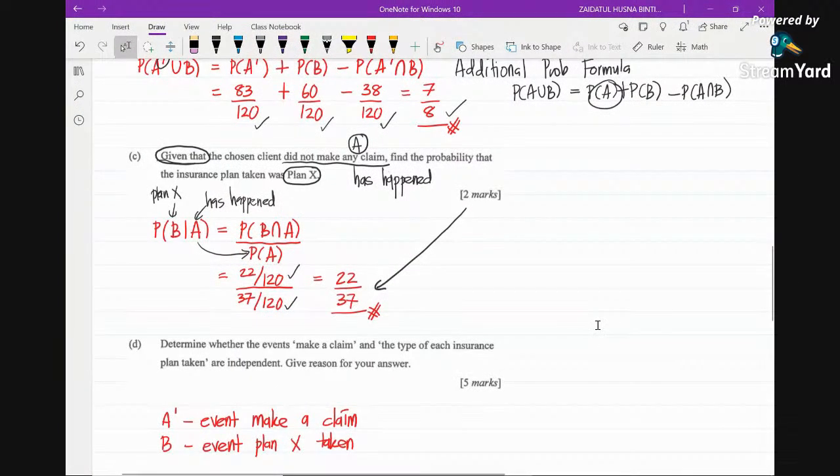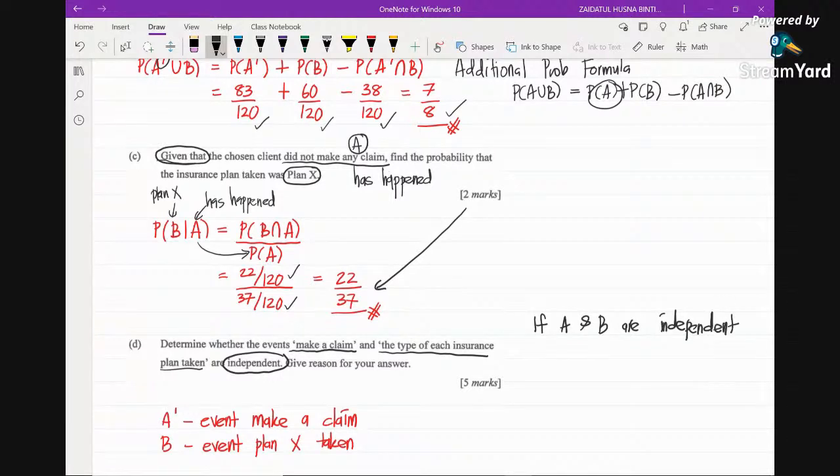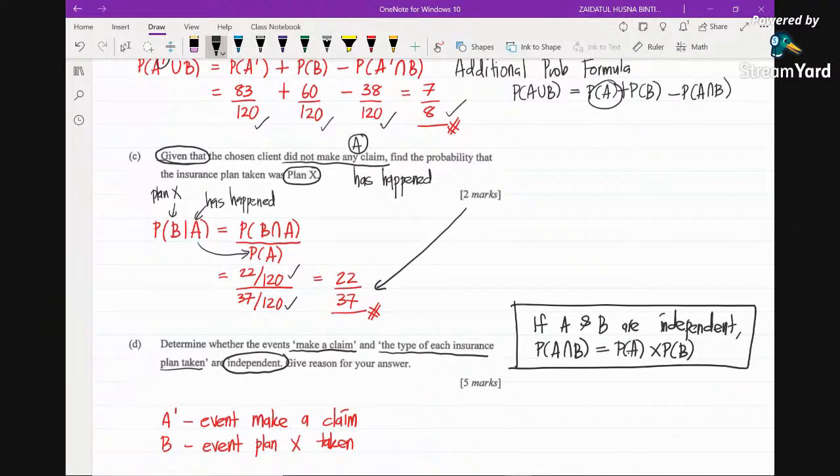Determine whether the events make a claim and the type of insurance taken are independent. When we talk about independent events, recall in the summary: if A and B are independent, the probability of A intersect B is equal to probability of A multiplied by probability of B. This is the concept of independent events. Now we need to check whether the two events are independent.